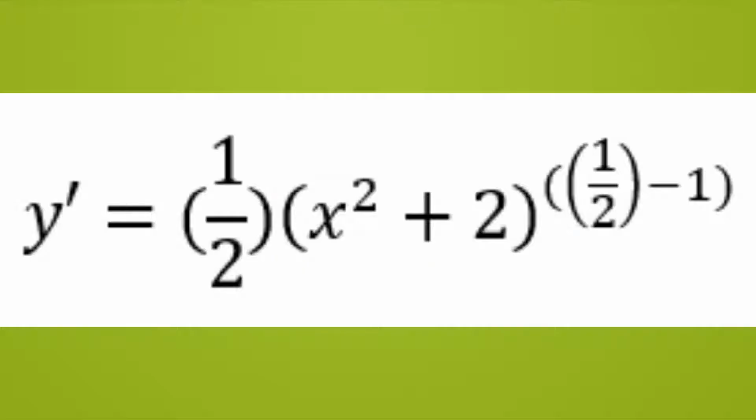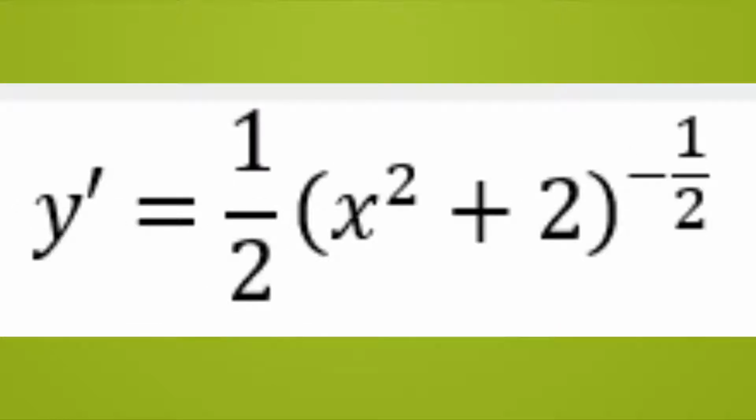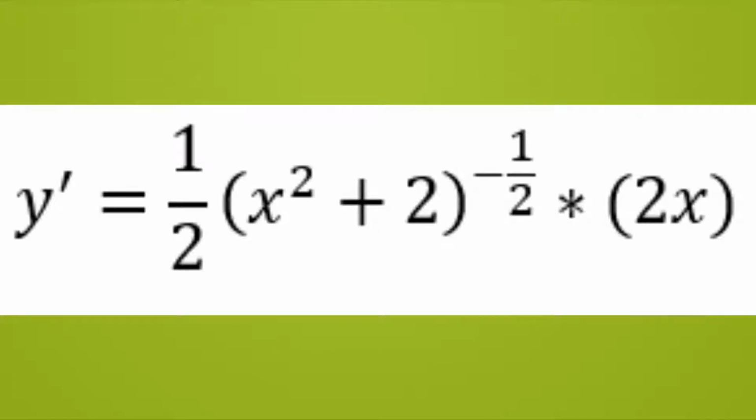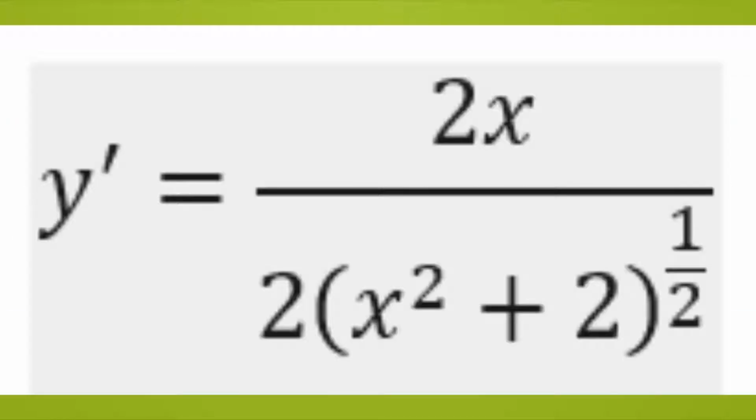First, we multiply by the exponent and then subtract 1. Then we do it again, but we do it for the inside. So we multiply the whole equation by 2x, and that gives us the answer. We can also rewrite this equation for our final answer if we want to.